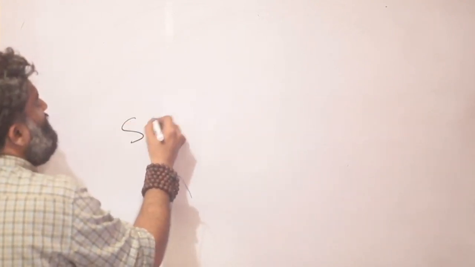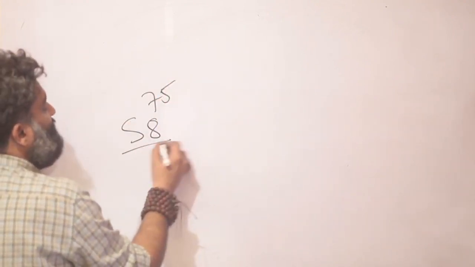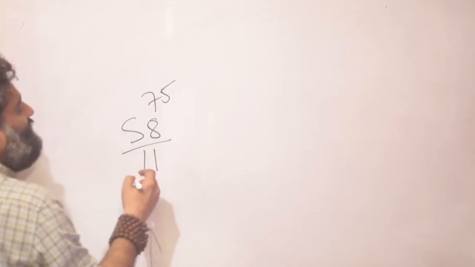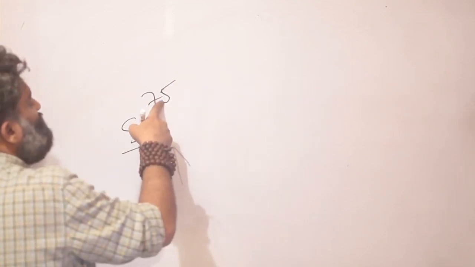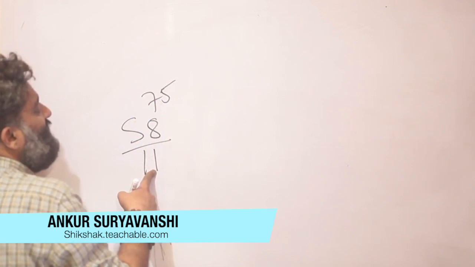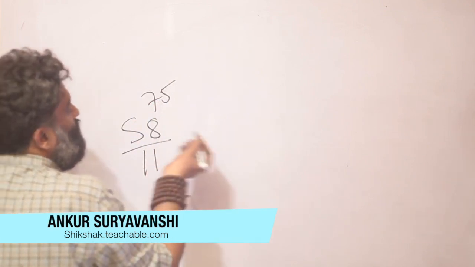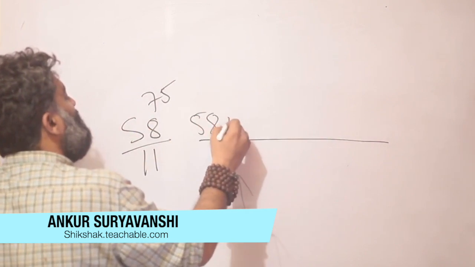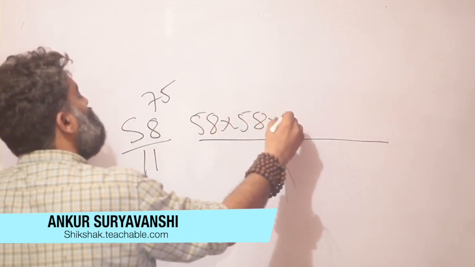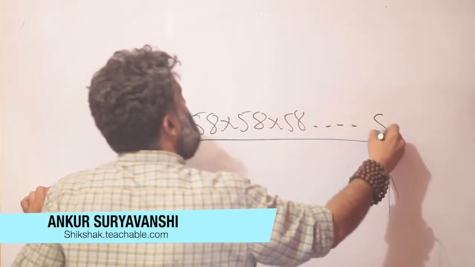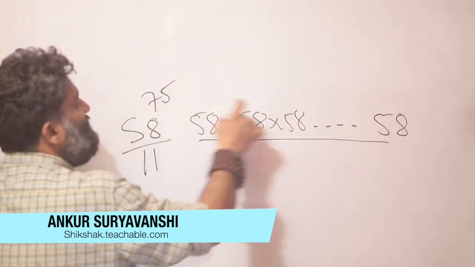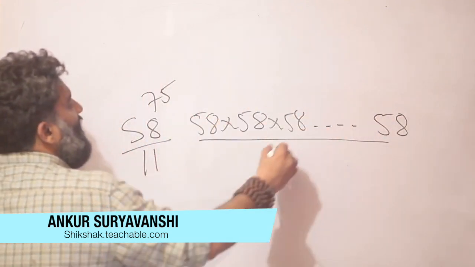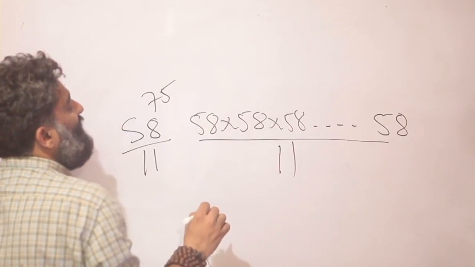So let's try one more question, and we get to play with the same idea over and over again. Question is 58 raised to 75 divided by 11. What is the remainder? So first of all, the basic step would be knowing that this is nothing but 58 into 58 into 58 a lot of times. How many times? 75 times. And each of them is being divided by 11.